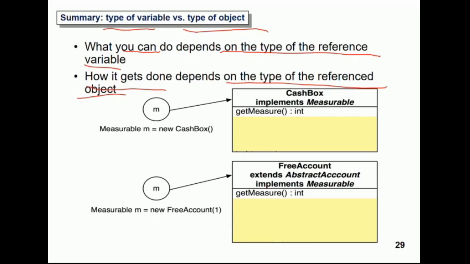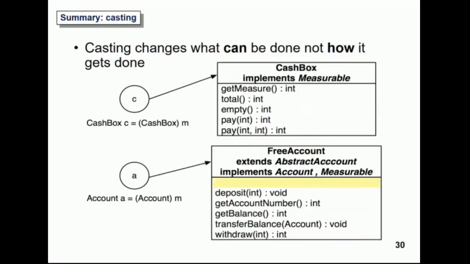So when you say Measurable m is equal to new CashBox, this is what you can do. You can call getMeasure, but you can't call any other method. It's the same here as well. If you want to make use of any other methods within CashBox or within FreeAccount, you have to cast it down. So here's an example of how you do that.